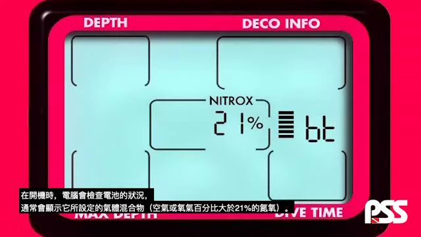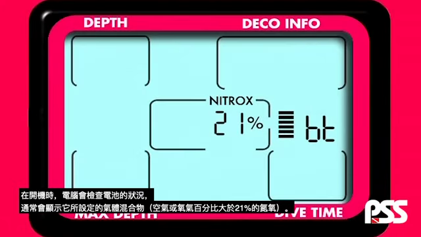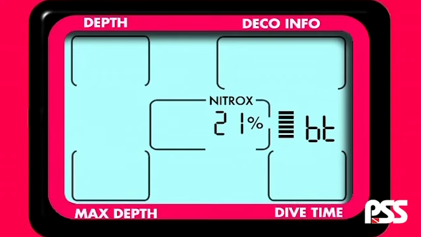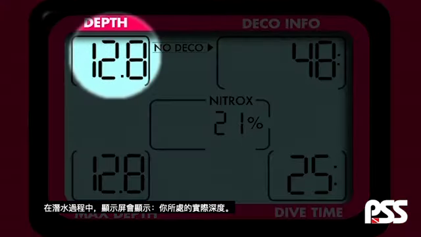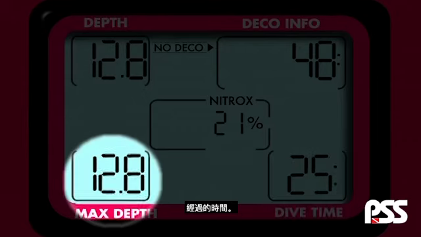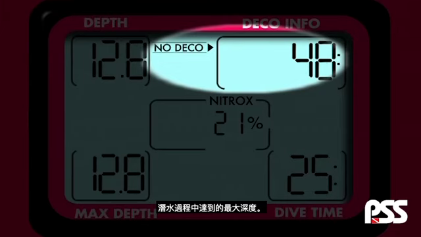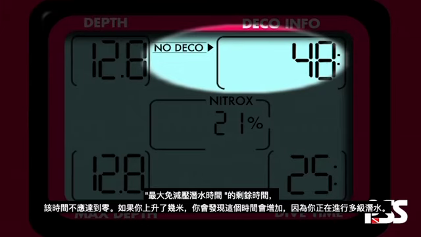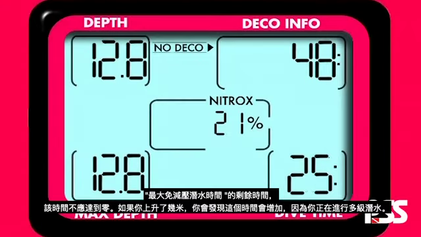On switching on, the computer checks the condition of the battery and usually indicates the gas mixture to which it is set, air or nitrox with a percentage of oxygen greater than 21%. During the dive, the display will indicate the actual depth you are at, the elapsed time, the maximum depth reached during the dive, and the time remaining of the maximum dive time, which should never reach 0. If you ascend a few meters, you will see that this time increases because you are making a multi-level dive.